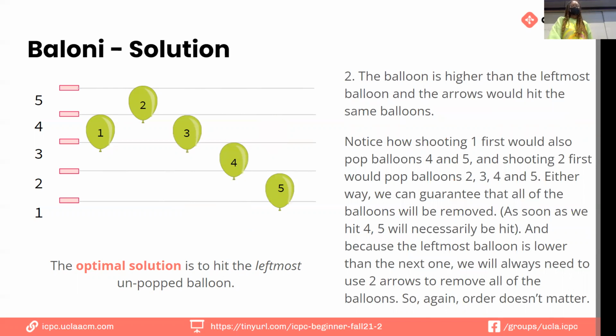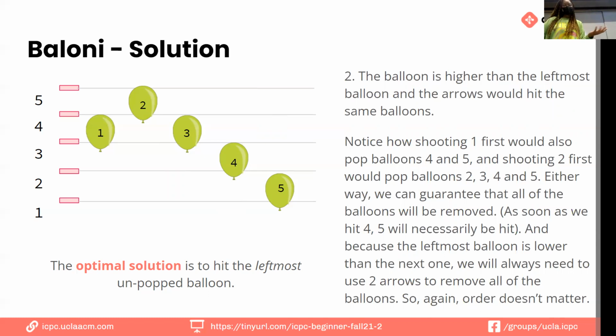Or the balloon, we switch test cases here because I guess this makes it more clear. The balloon is higher than the leftmost balloon, and the arrows would hit the same balloons. That is, they're all sort of the same, right? Notice how shooting 1 would also, in this case, pop balloons 4 and 5, but shooting 2 would then pop balloons 3, 4, and 5.